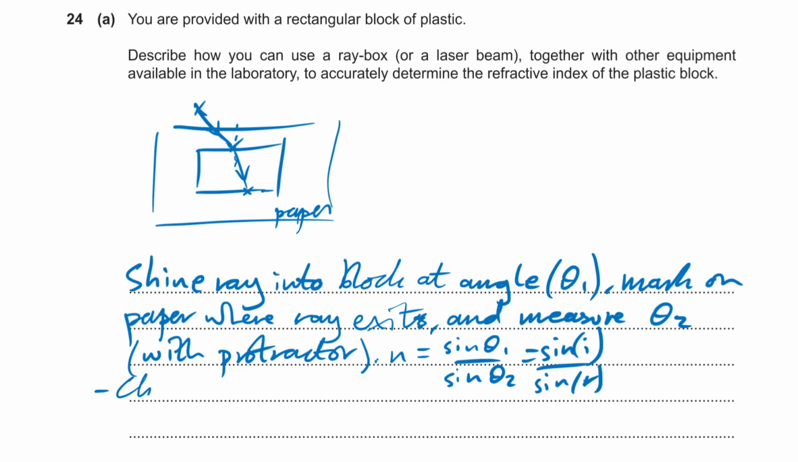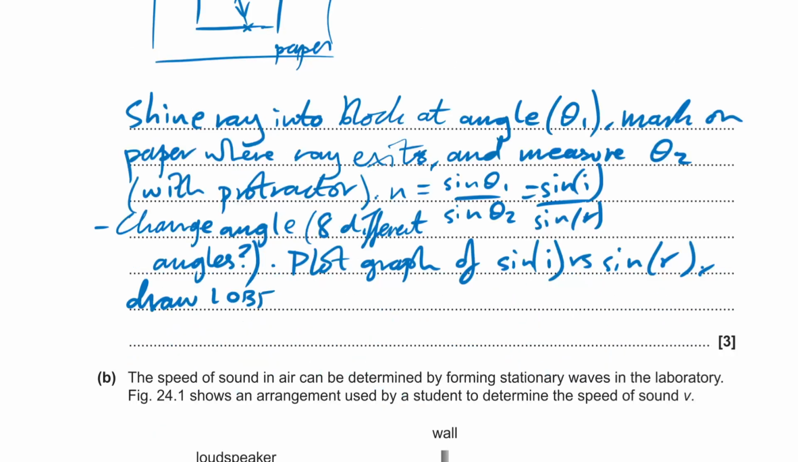We could get it just from one result, but a better thing to do is to vary the angle of the incident ray, let's say for 8 different angles. Then we plot a graph of sine i versus sine r, and we'll end up with a nice straight line, hopefully. The gradient of the line of best fit will give us the refractive index.